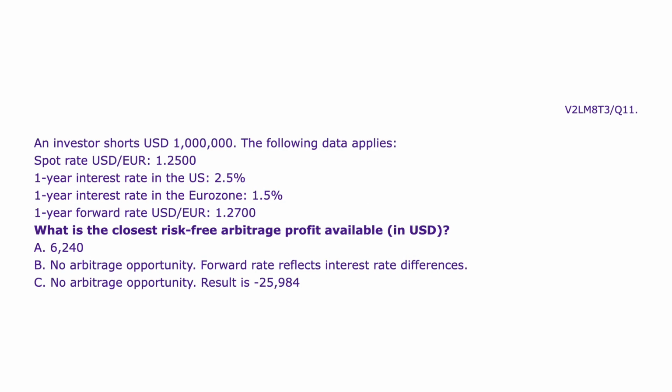An investor shorts 1 million US dollars. The following data applies. Spot rate USD/EUR 1.2500. 1-year interest rate in the US 2.5%. 1-year interest rate in the Eurozone 1.5%. 1-year forward rate USD/Euros 1.2700. What is the closest risk-free arbitrage profit available in USD?